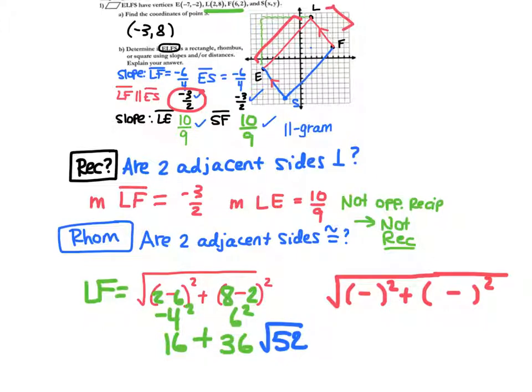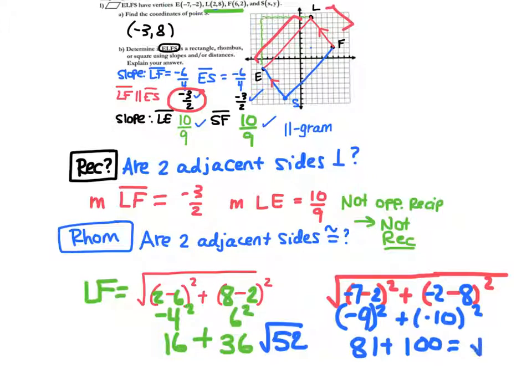Moving on, L and E. You can't see my points now, but those are my 2 points. Okay, I'm going to go with my X values, negative 7 and 2. My Y values, negative 2 and 8. Negative 9 squared plus negative 10 squared, which is going to give me 81 plus 100, which is root 181. Clearly, these distances are not the same.